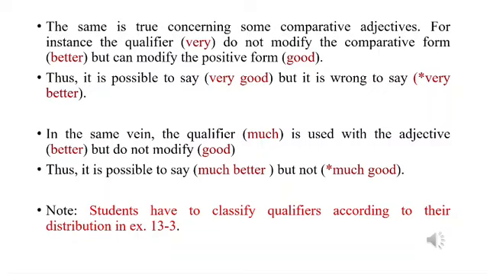The same is true concerning some comparative adjectives. For instance, the qualifier very does not modify the comparative form better, but can modify the positive form good. So we can say very good, but we cannot say very better. In the same vein, the qualifier much is used with the adjective better, but cannot modify good. So we can say much better, but it is wrong to say much good. Students have to classify qualifiers according to their distribution in exercise 13.3.